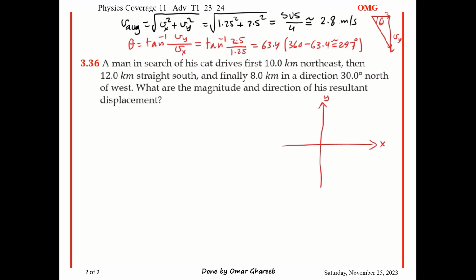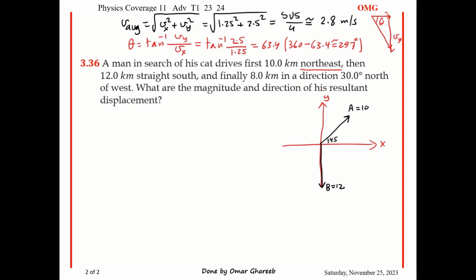First, 10 kilometers northeast. Between north and east, there is no mentioned angle, so it is 45 with east or with north. So this is the first displacement. Let us name it as A. It is 10 kilometers and this angle is 45. The other is 12 kilometers straight south, so 12 kilometers south, this is B, 12.